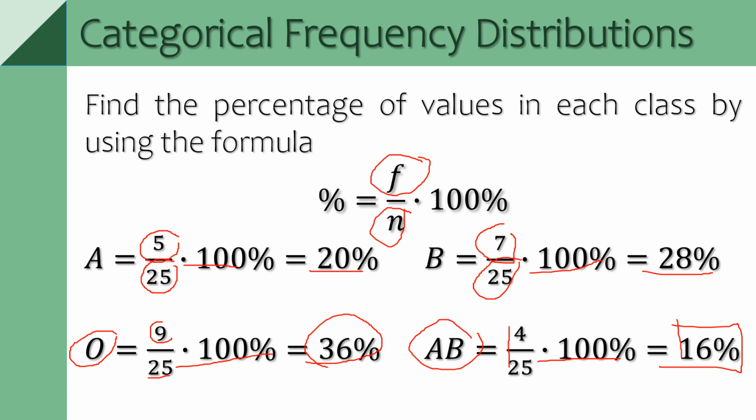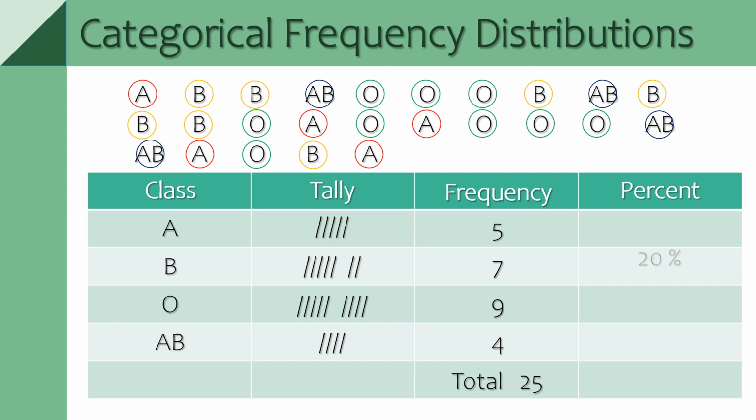Okay, so lagay natin siya sa table. A is 20%, B is 28%, O is 36%, and then AB is 16%. Okay, so i-add natin lahat ng percentage na yan. So, it would be equal to 100%.